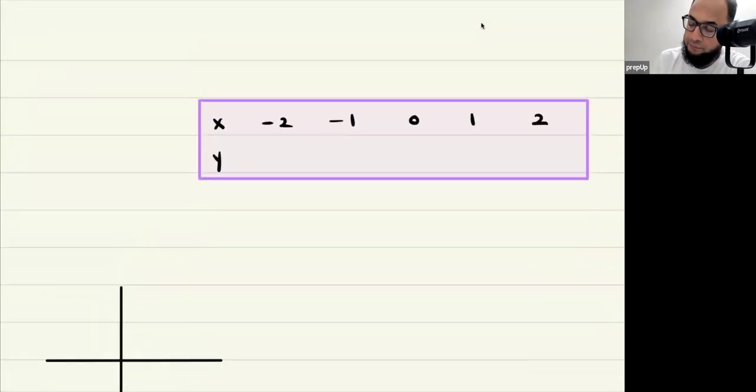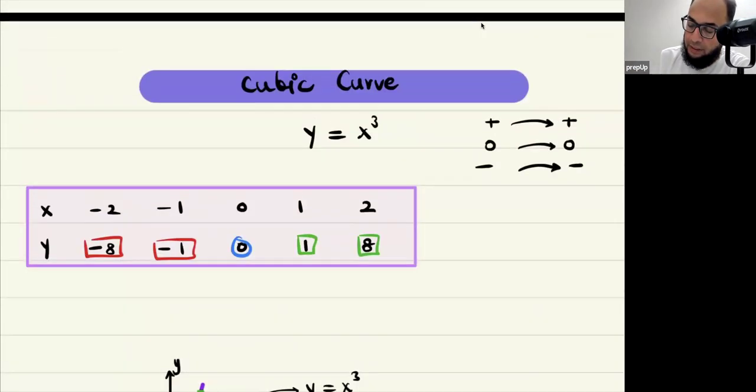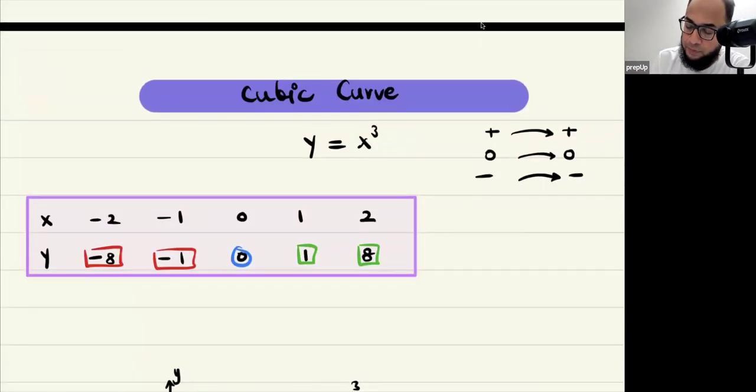And over here, y equals -x cubed. Let me just copy this thing. Let me paste it over here.